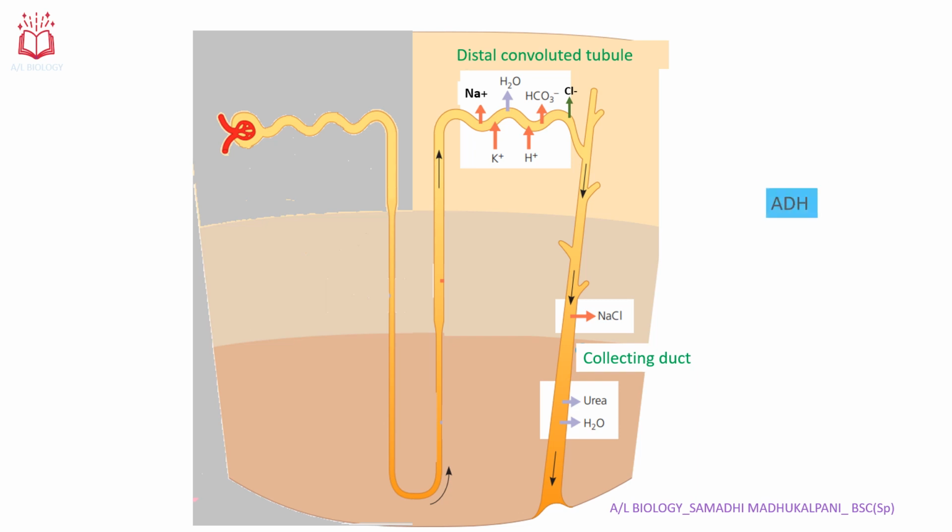You can see from here that ADH helps to increase the selective reabsorption of water from the distal convoluted tubule and also from the collecting duct. Therefore, more water enters into the blood and it makes more concentrated urine.